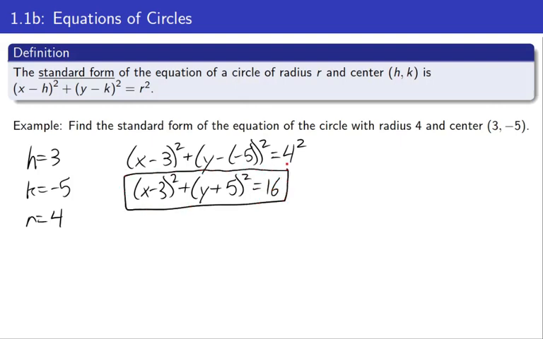Given the center and the radius, it's actually pretty quick and easy to write the equation of the circle. But normally we won't be given the center and the radius, we'll be given some other information and we need to find the center and the radius. This is where the distance formula and midpoint formulas come back up.